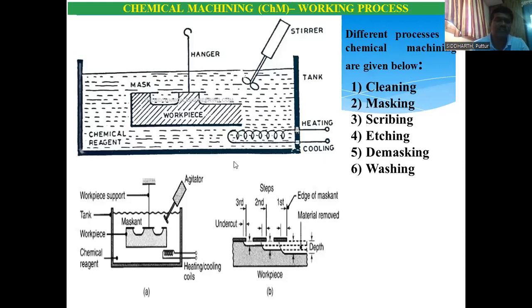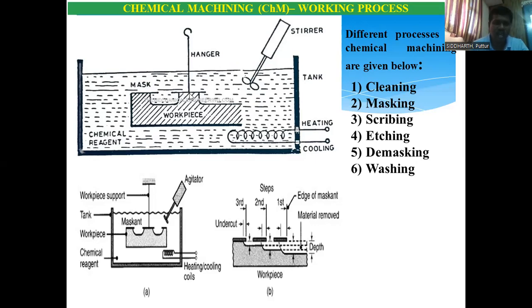So this is the schematic diagram of the chemical machining process, showing how exactly the machining takes place and what the different processes and components present are. See here, this is the tub or tank in which we fill the chemical etchant or chemical solution, and for heating and cooling purposes we have heating coils also. And this one is the workpiece. Previously, the workpiece is completely rectangular in shape, and wherever we do not require machining, there we apply the mask. This thick surface outside of this component is the mask.